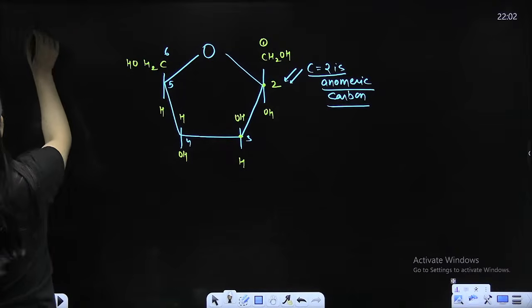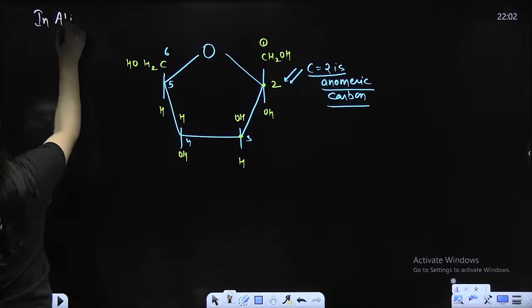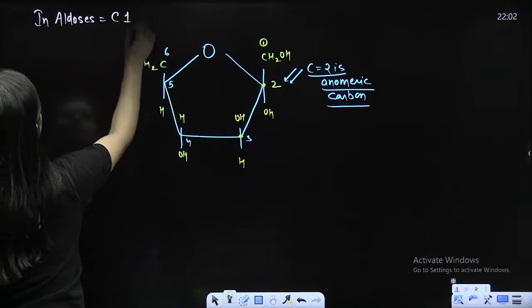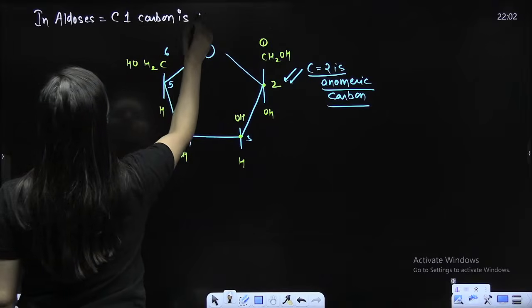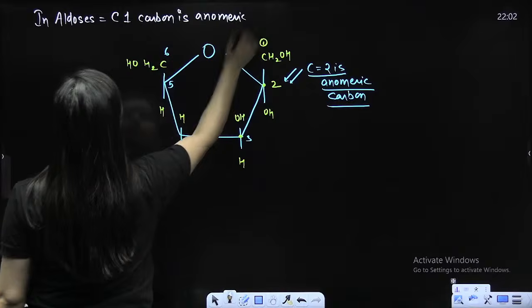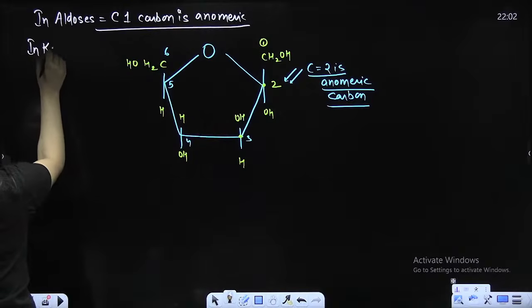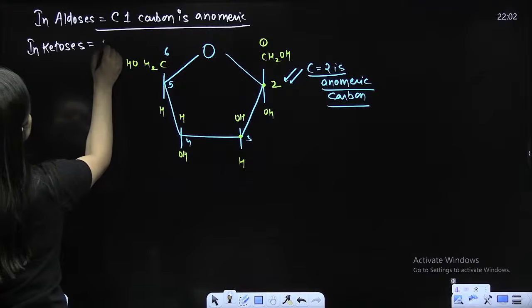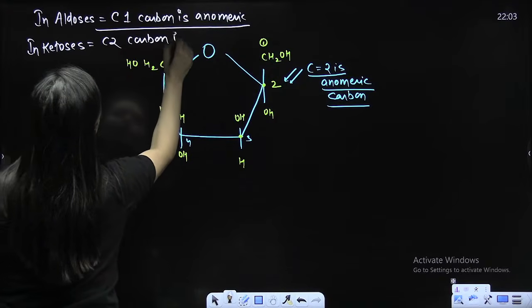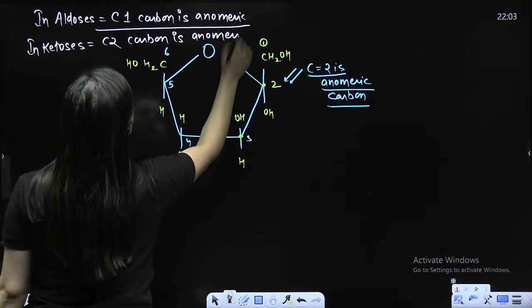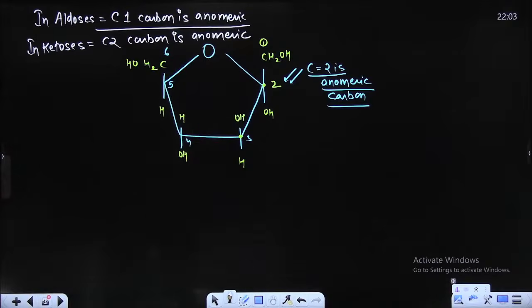Okay. So in aldoses, C1 carbon is anomeric, like in the ribose you have seen, in the glucose you have seen, and in ketoses, C2 carbon is anomeric. Done, bacha? So anomeric carbon is basically that C double bond O carbon in the open chain form. Okay, so we will have a quick revision of that, and then we will learn the bond formation.